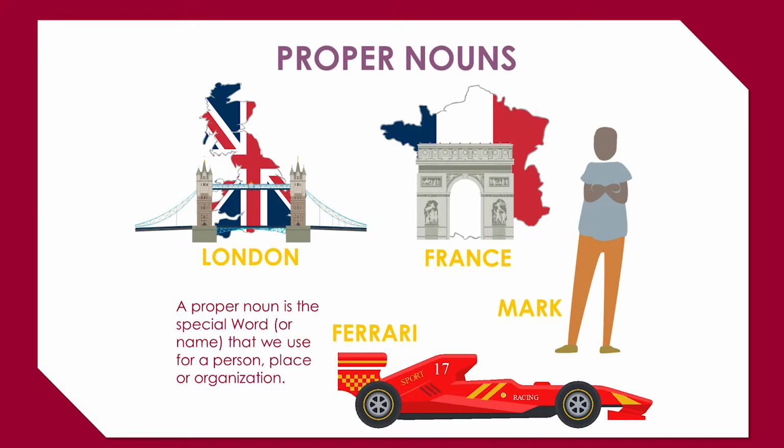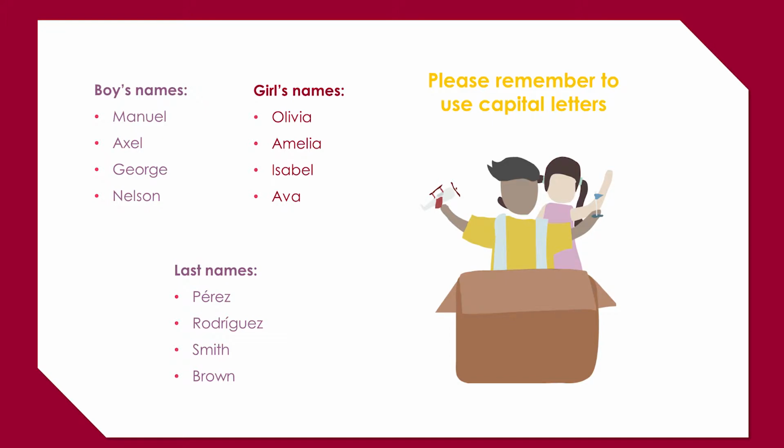Some nouns name a special person, place, thing, or animal. These nouns are called proper nouns, and they always begin with a capital letter. The names of the boys and girls are proper nouns and should be capitalized. Also, last names are proper nouns and should be capitalized. So please, let's look at some examples.